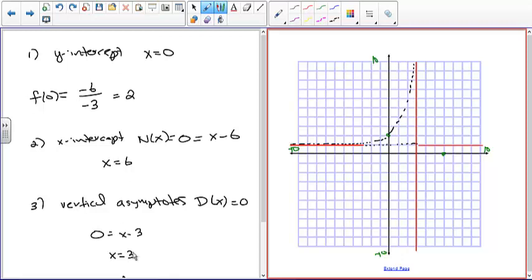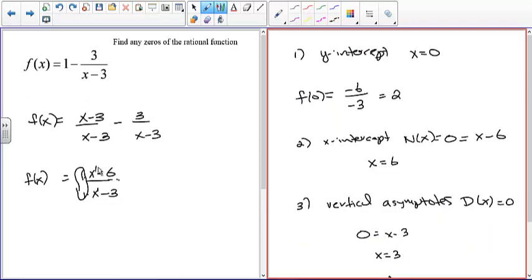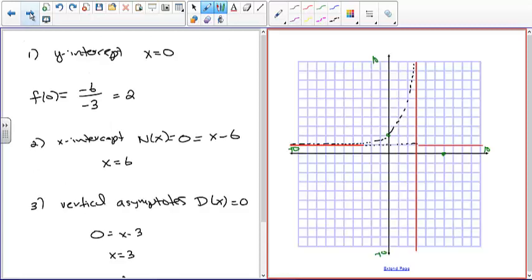And because we have a single root in the denominator, we know that when you go to this vertical asymptote, you're going to bop over to this side. And also because this x-intercept is on this side of the horizontal asymptote. So that's what it looks like.